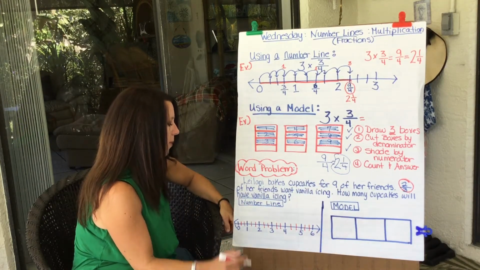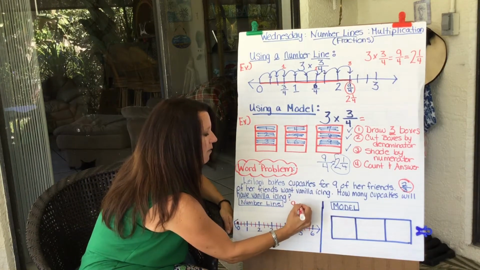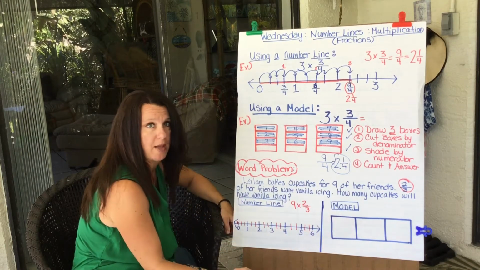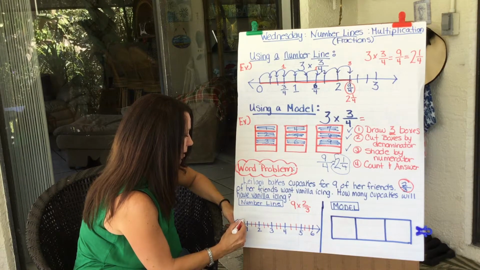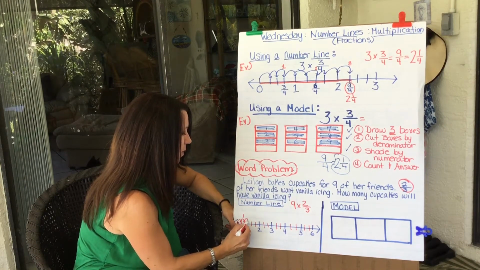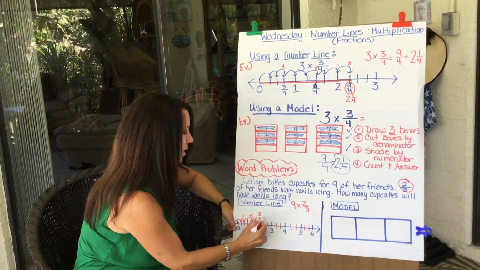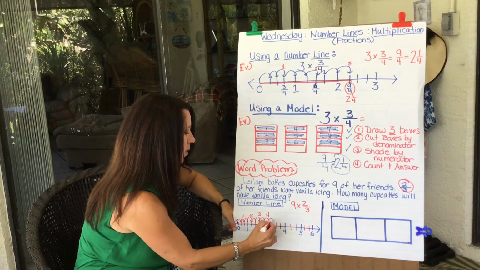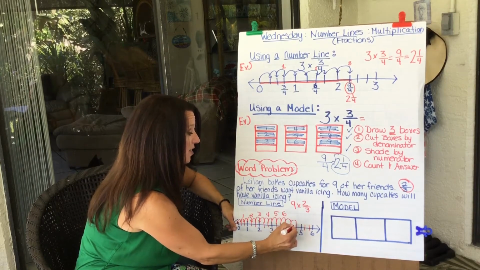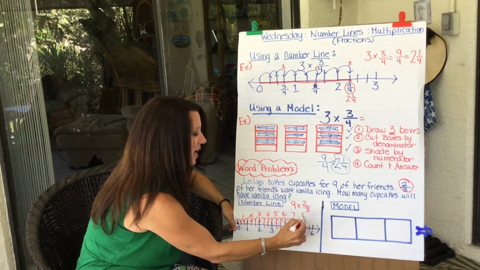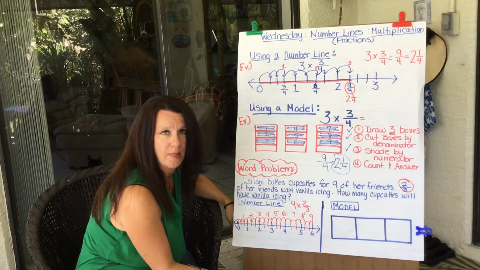All right, so I'm going to start at 0 just like I did up here, okay? And remember, I've got to do it 9 times. So I've got to do 2/3 9 times. So 1, 2, that's 1 time. 1, 2, that's 2 times. 1, 2, that's 3 times. 1, 2, that's 4 times. 1, 2, 5 times. 1, 2, 6 times. 1, 2, 7 times. 1, 2, 8 times. 1, 2, 9 times. That's a lot of work, the number line, right?